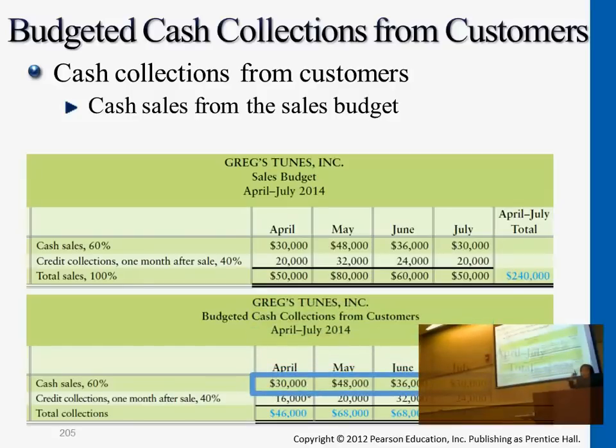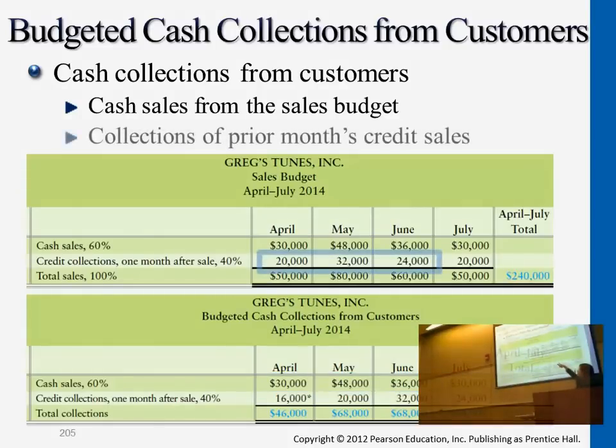Now what about the 40%? It's deferred so that $20,000, $32,000, $24,000 becomes next month's cash collection. Okay, so if you just look at April alone, $30,000 comes from this entire month's sales. $16,000 actually is from March. Previous month's 40% that you haven't collected by cash transfers to April.